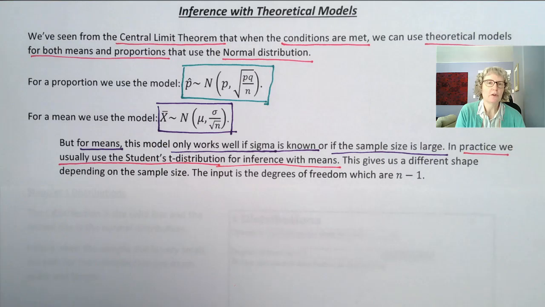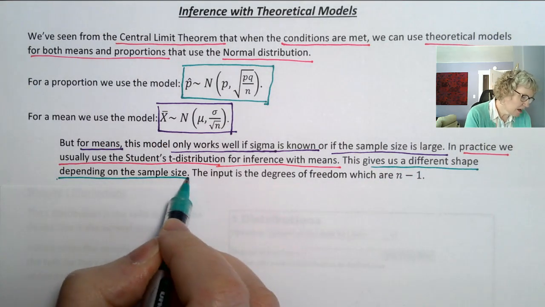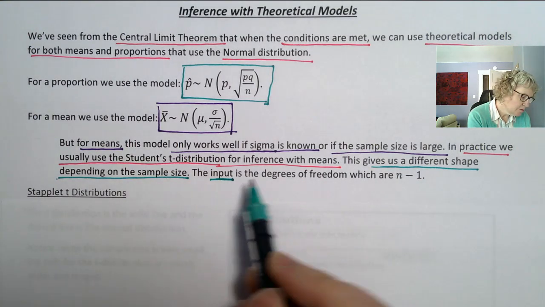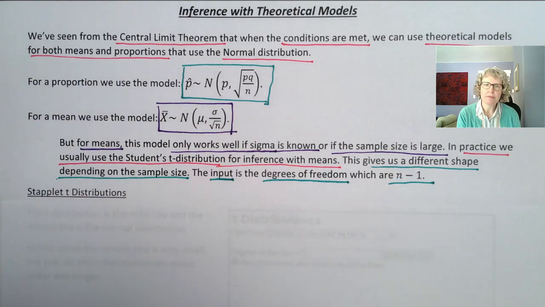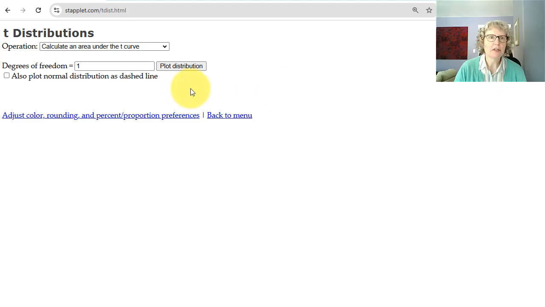It's also great to know that there are just many, many distributions. We're mostly using the normal distribution in this class, okay? So I'm going to show you a little bit about the t distribution. What it does is it gives us a different shape depending on the sample size, okay? And there's one input to the distribution. The input is called the degrees of freedom, which are n minus 1, okay? So we're going to go to Statlet, and I'll show you, I've got a screenshot of the Statlet app, so let's just go ahead and go there. And you can go there and play around with me.